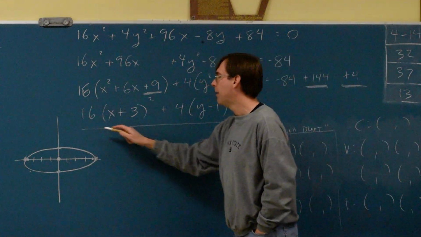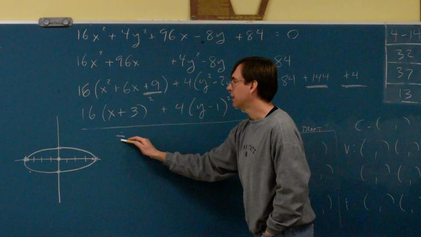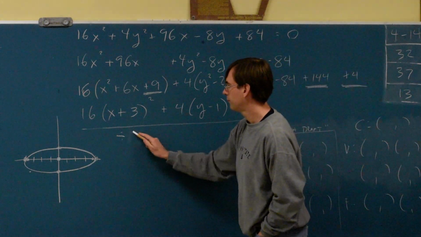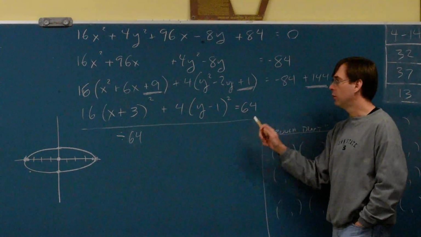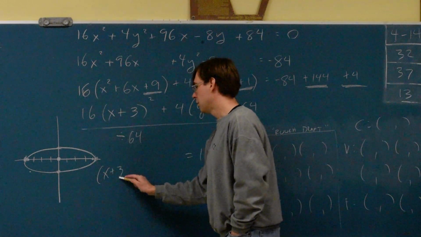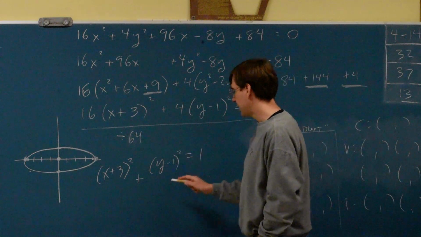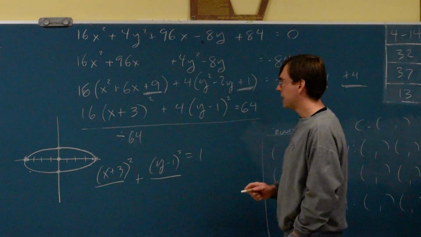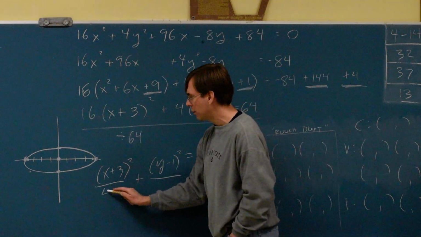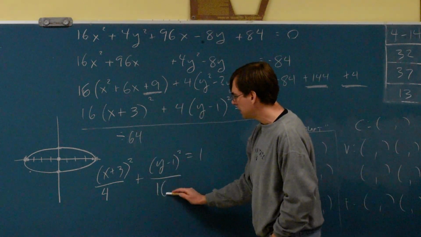Again, this problem has to equal 1, and it's right now equaling 64. So we're going to divide everything by the 64. Whatever number is here, we'll divide by it, so the problem can equal 1. So the x plus 3 family, y minus 1 family, making some fractions. 16 goes into 64 4 times, while 4 goes into 64 16 times.